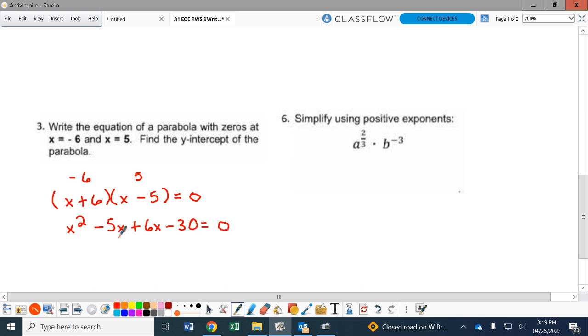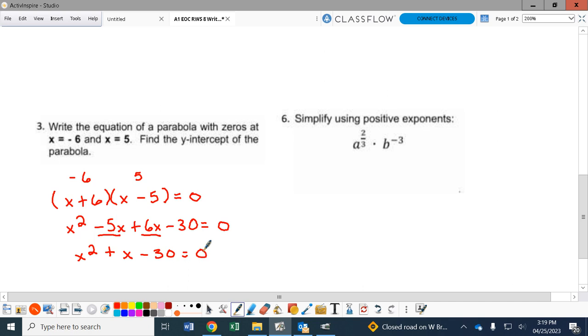Now, we do have like terms to combine. We're going to need to put these two together. When we do, it's going to give us x squared. When you have a negative 5x and a positive 6x, that's going to give you x. So it's just going to be x. It's going to be 1x minus 30 equals 0.